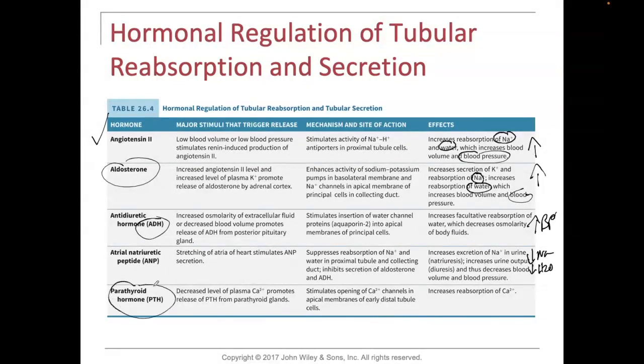Then you have PTH, parathyroid hormone. That is going to stimulate the opening of calcium channels at the DCT, distal convoluted tubule. Increase the reabsorption of calcium. So PTH and calcitonin are going to work at that DCT.